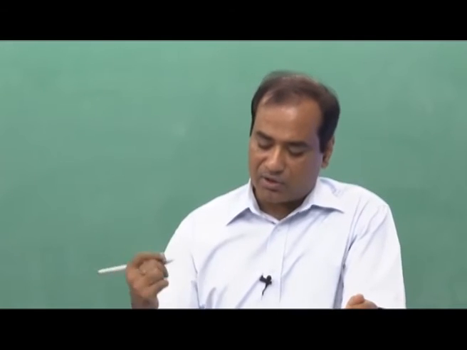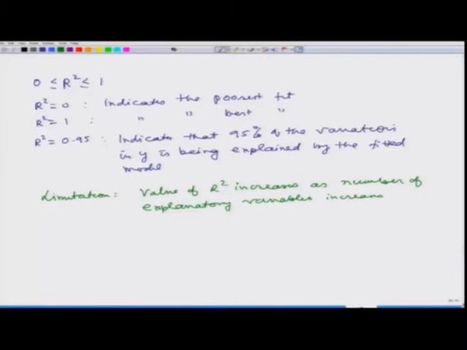So, in order to handle this limitation, we can define a variant of R square which is called adjusted R square. So, this adjusted R square corrects this limitation. So, now we discuss the adjusted R square.